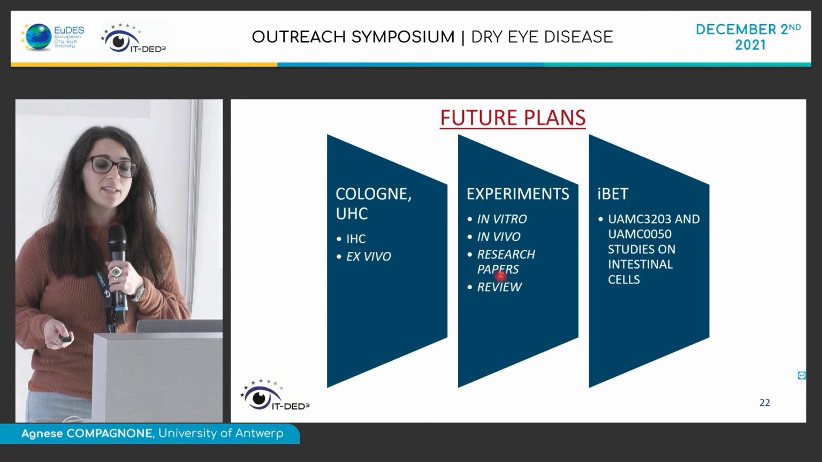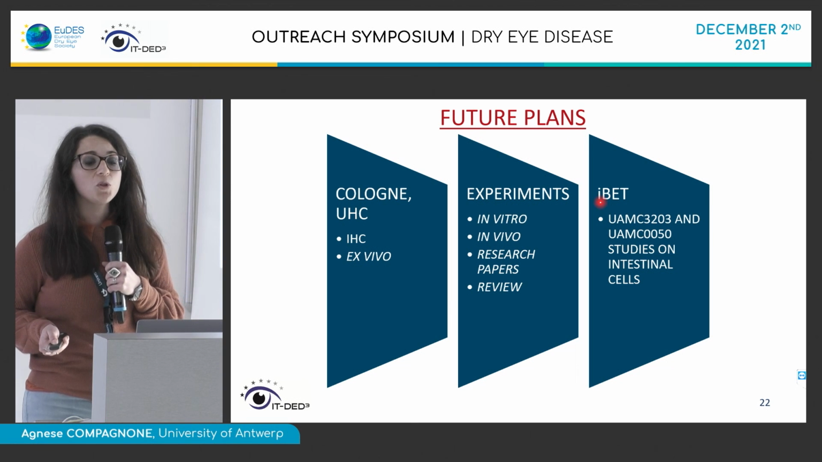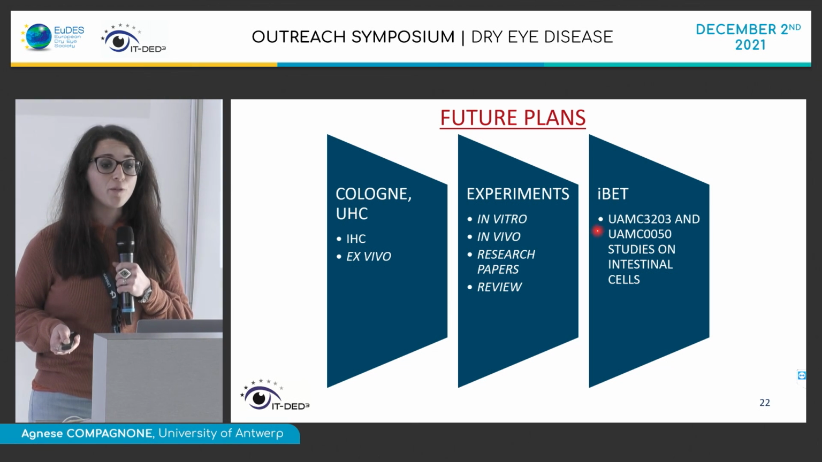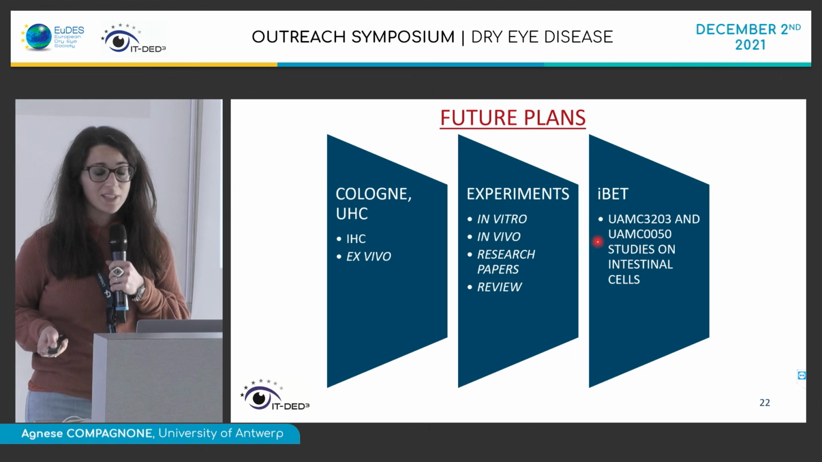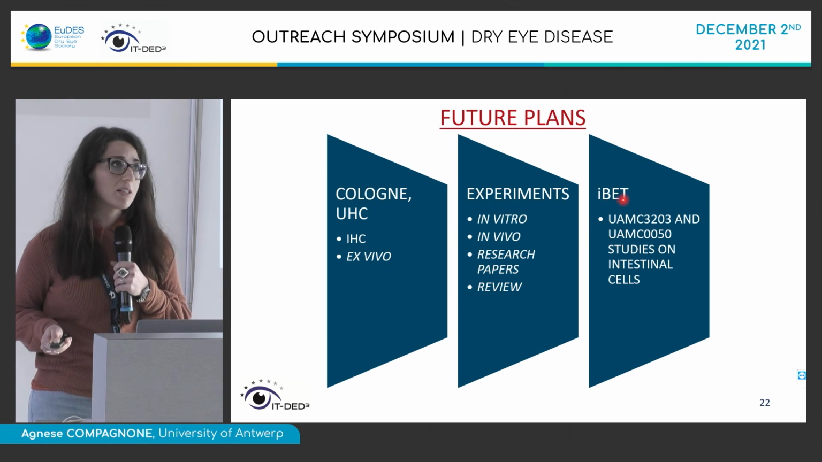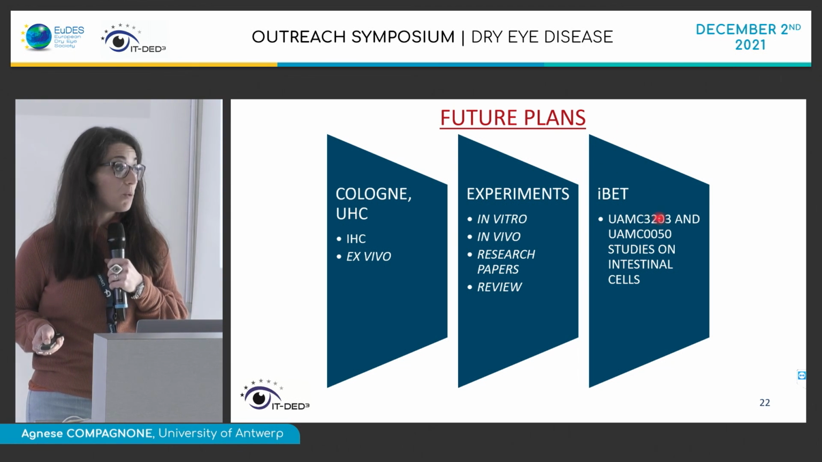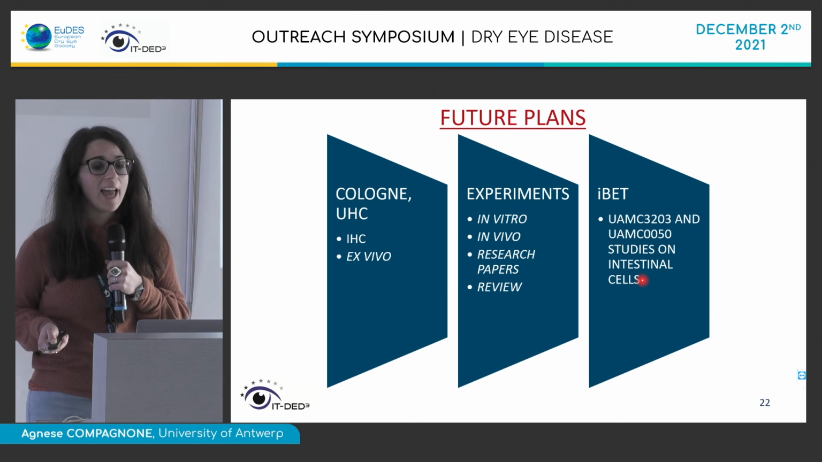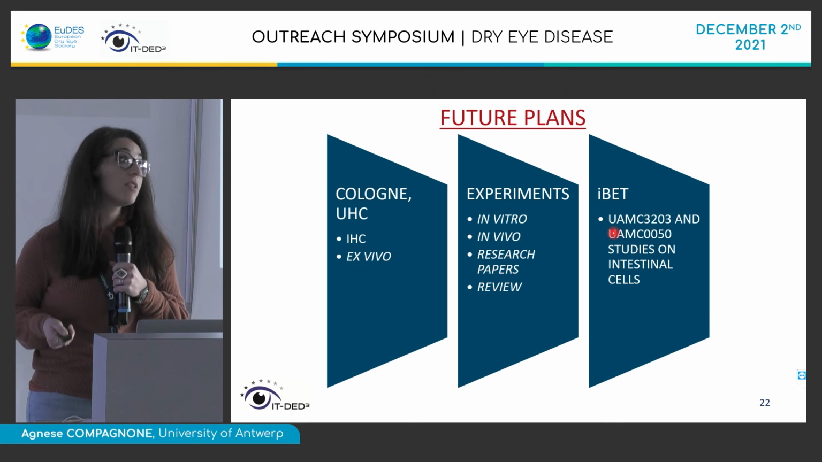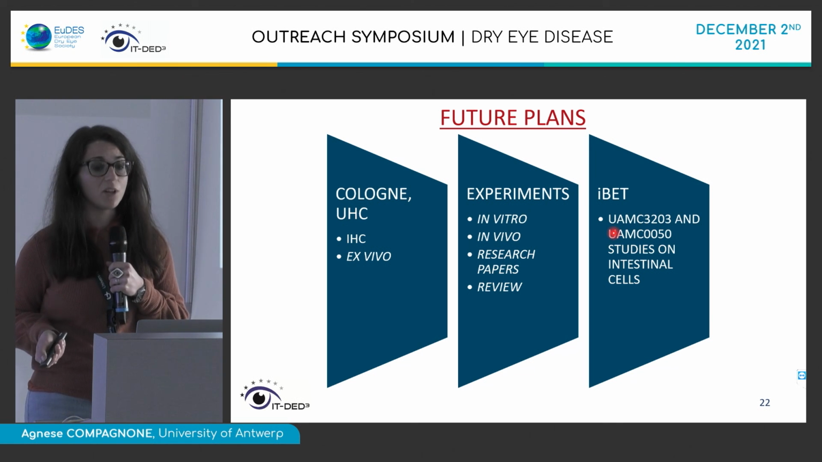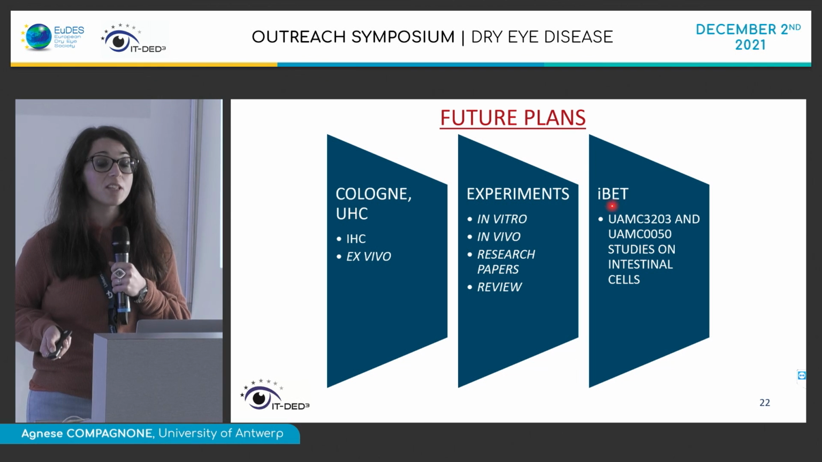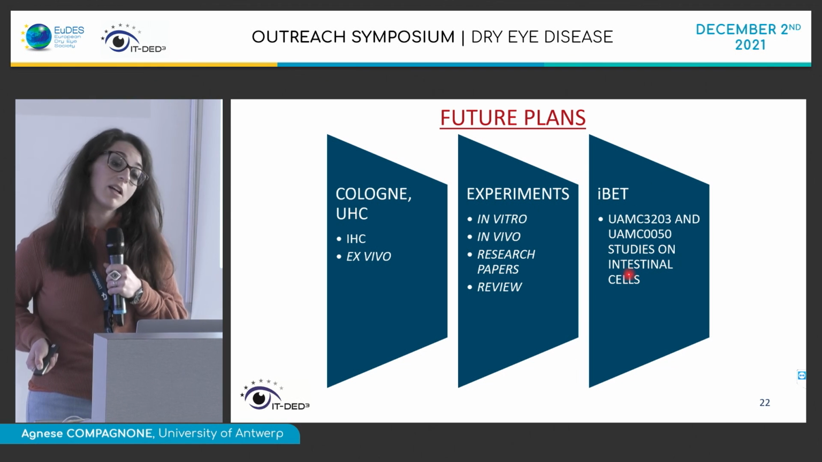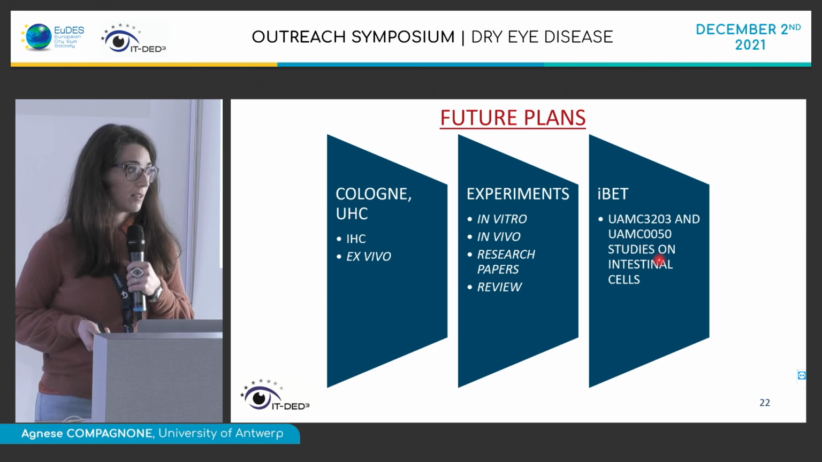And after that, for the very last secondment, I will go to EuDES in order to perform studies regarding UMC3203, which is the ferroptosis inhibitor, and UMC50, which is a serine protease inhibitor. And these experiments are going to be conducted on a different cell line, which is going to be intestinal cells.